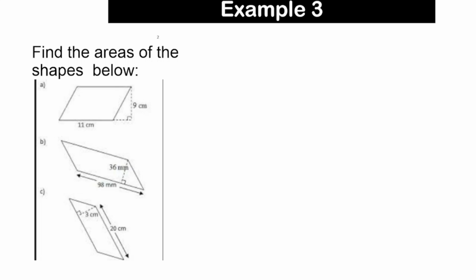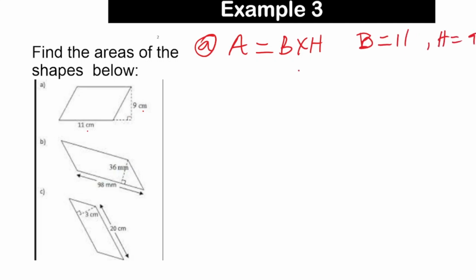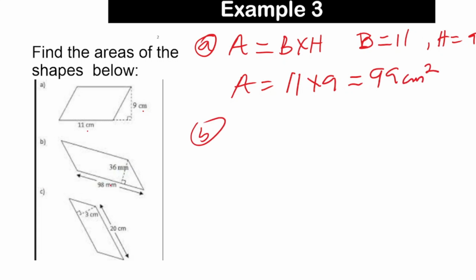So you can see that the area of a parallelogram is base times height. So what is the base here? The base is 11 and the height is 9. So in that case, base is equal to 11 and the height is equal to 9. Therefore, area will be equal to 11 times 9, which will give us 99 centimeters squared. All right, so now the next one.